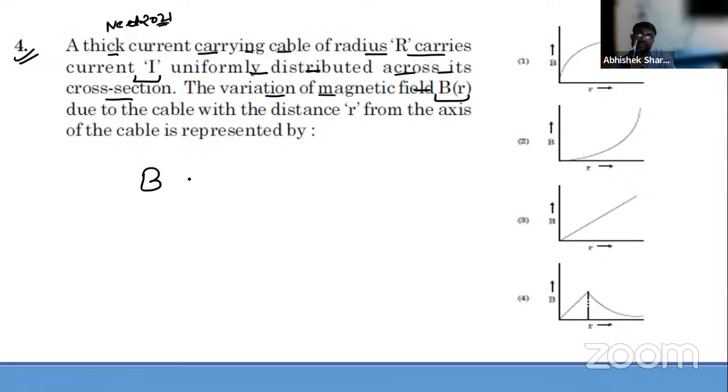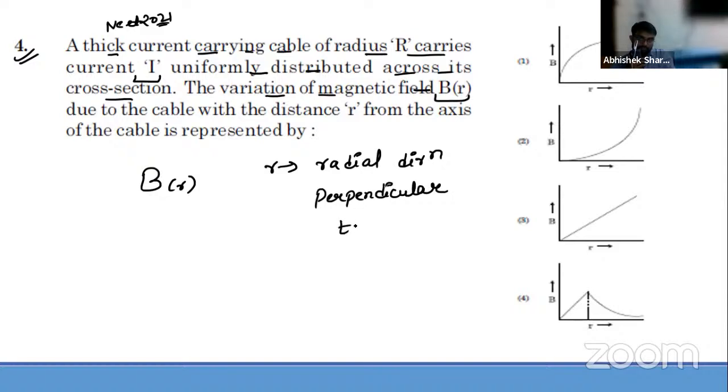it means B, the magnetic field intensity, which is dependent upon the radial direction from the axis. B(r) means what? Where r is the radial direction from the axis. This is the radial direction, perpendicular to the axis. So they're asking the variation of this.